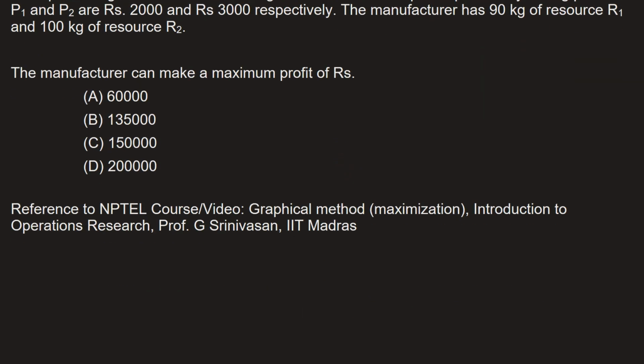Let's find out. We have for product P1, requirement of R1 is 3 kg while R2 is 1 kg. For product P2, requirement of resource R1 is 2 kg, R2 is also 2 kg. Total resource availability of R1 is 90 kg while total resource availability of R2 is 100 kg.